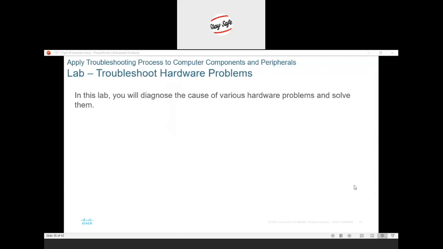So here we're going to see our objectives. Explain why preventive maintenance must be performed on personal computers. Describe PC preventive maintenance. Troubleshooting problems with PC and peripheral devices: describe each step of the troubleshooting process, identify common problems and solutions for PC, and troubleshoot computer components and peripherals using the six-step troubleshooting process.